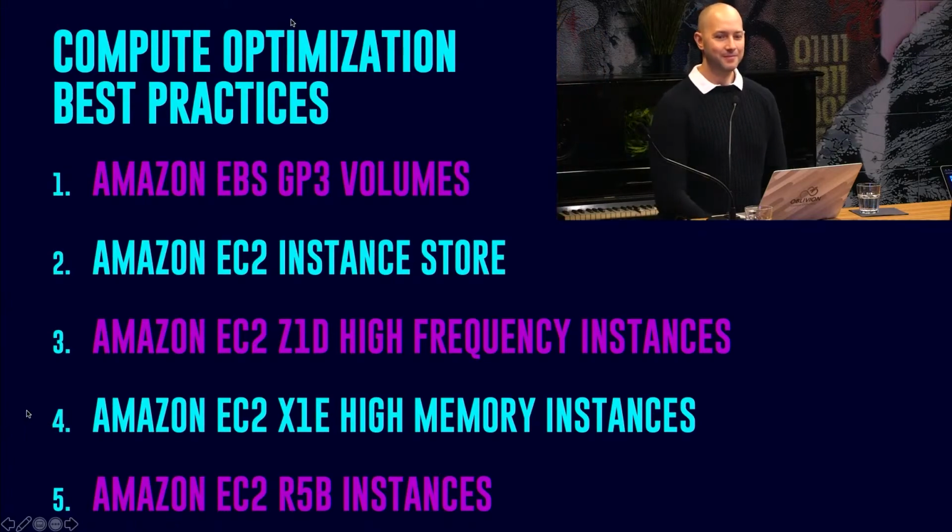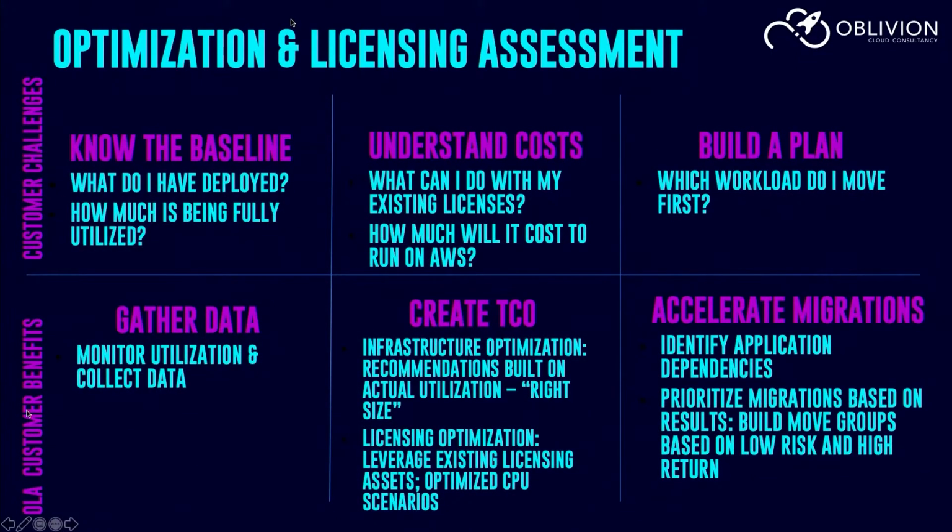I would like to go to the next part, the OLA part. What is OLA exactly? OLA stands for Optimization and Licensing Assessment. It's a framework which has both tools and expert advisors on how you can migrate your workloads to AWS. It has 3 main stages. First, you need to gather data. You need to understand what you have on premises and how it's really utilized. I mean, not what kind of server you have on premises, but how a server is used: how much memory is utilized, how much CPU is utilized, how much disk is utilized.